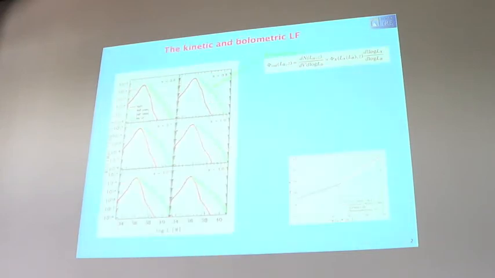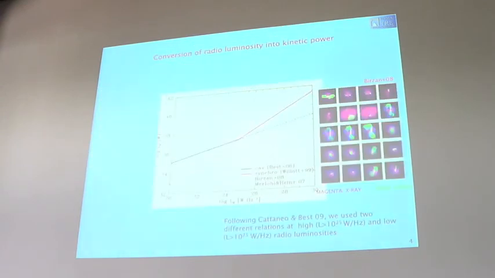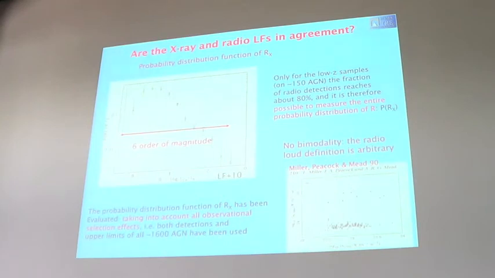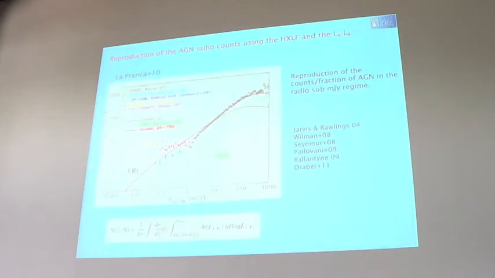And so this is why we say that the bimodal distribution is no longer true. It doesn't mean anything to say radio loud. The radio distribution is continuous. You have just to decide a threshold. Okay. And I go to the conclusions.